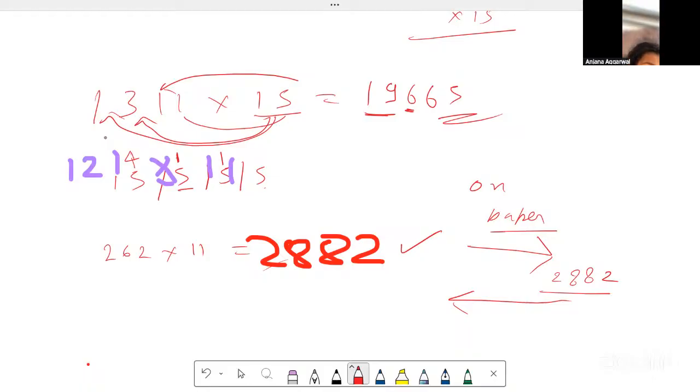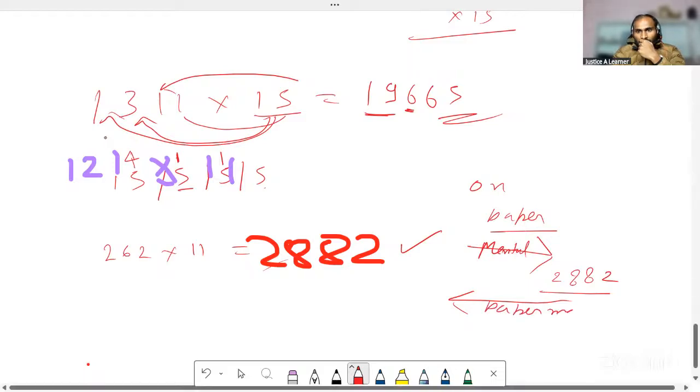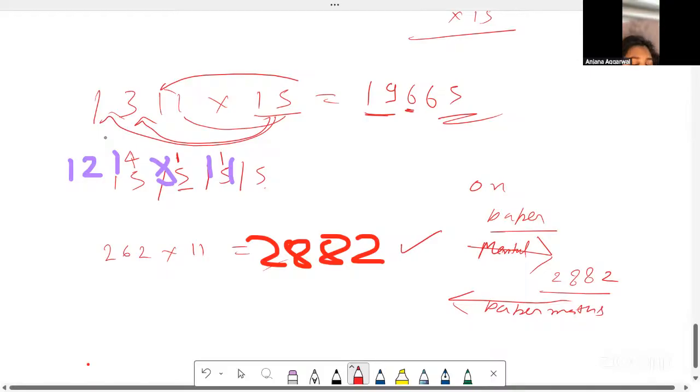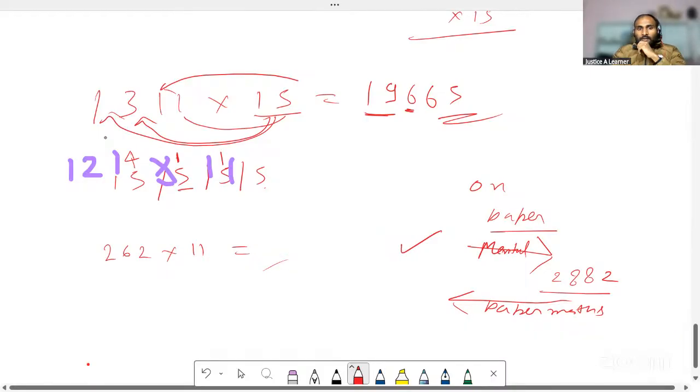Yeah, right. So this is called mental math. This is called paper math. Yeah, I can't do mental math that way. Because this requires practice.